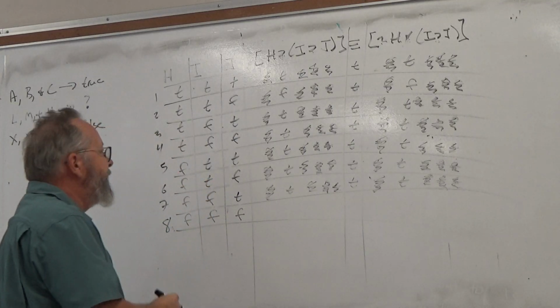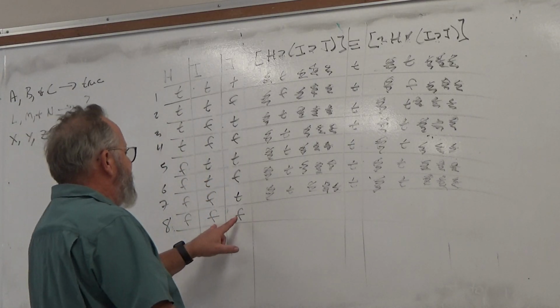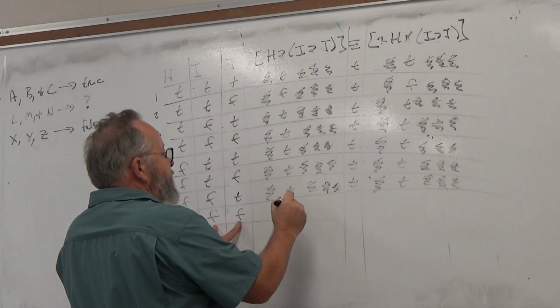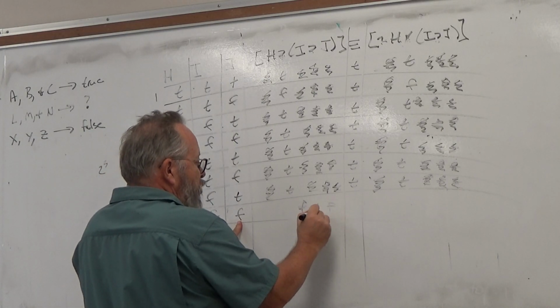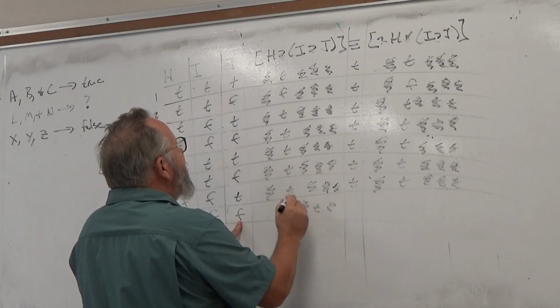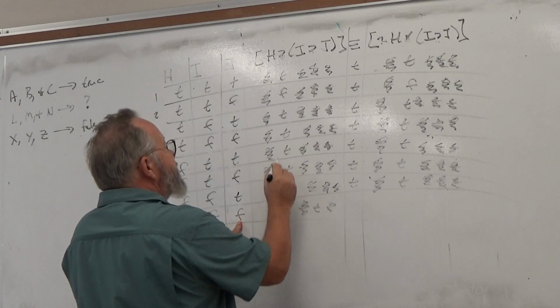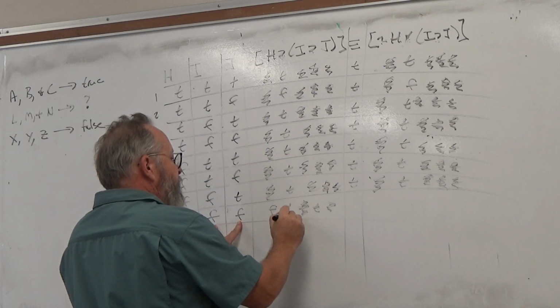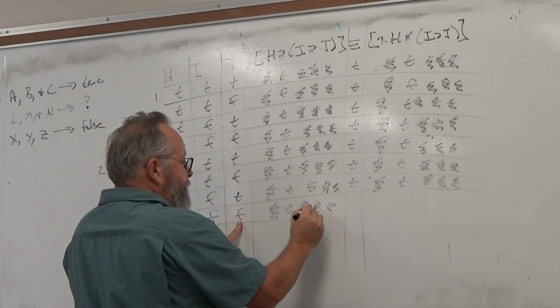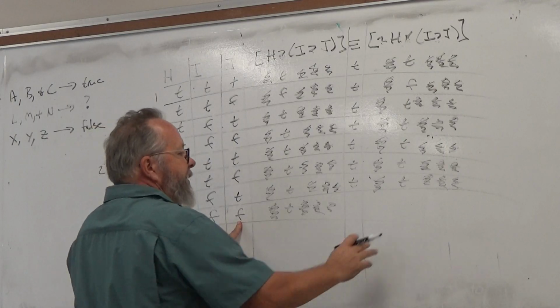Okay, one line left. And everything here is false. So we have false, then false, which is true. And H is false, but we have this. False, then true. False, then true is true. Okay, so now I have to go over here.